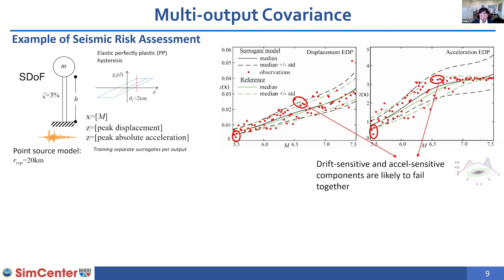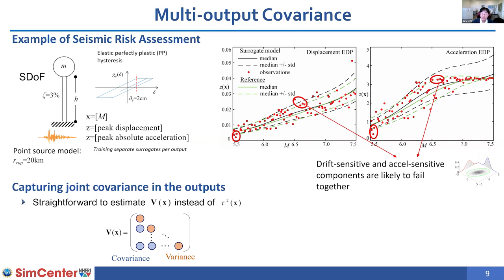So there was a need for us at the SimCenter to improve those algorithms so that they can also capture the underlying correlation of this data set. And luckily, that was really straightforward. Our goal now is to predict the entire covariance matrix instead of just the variance of each output.